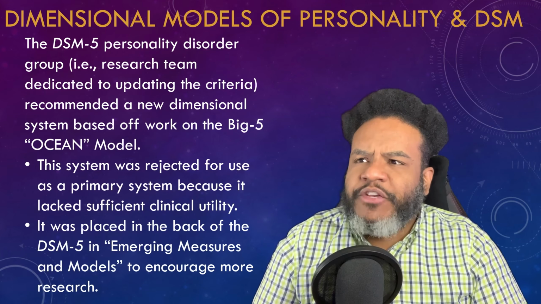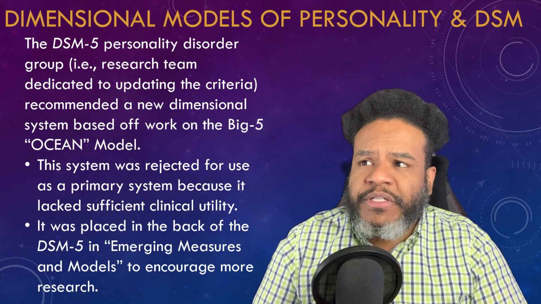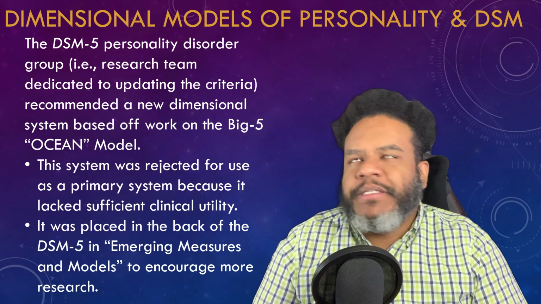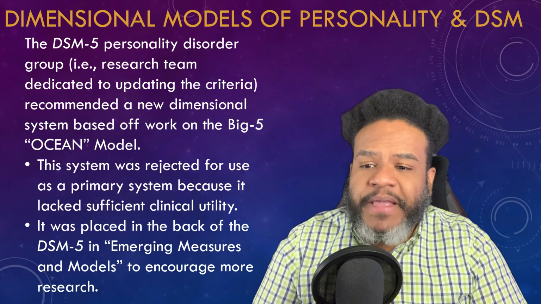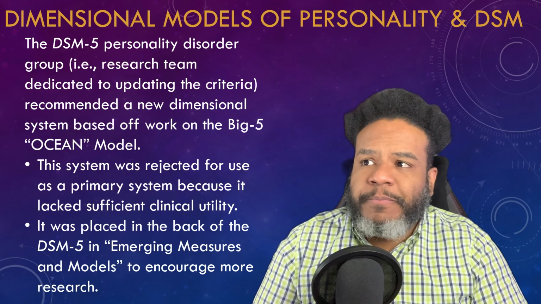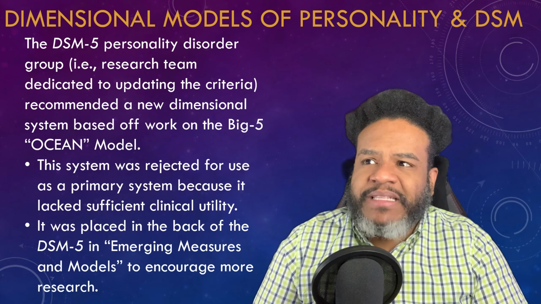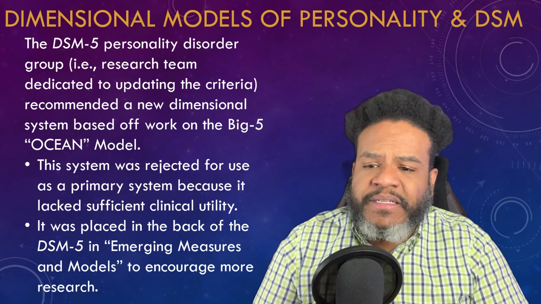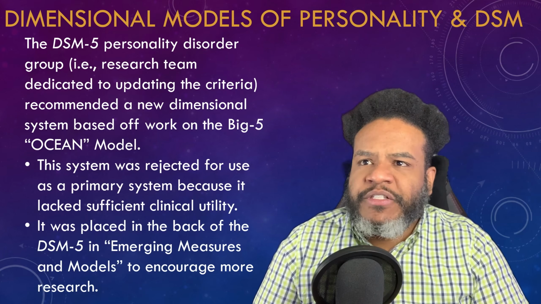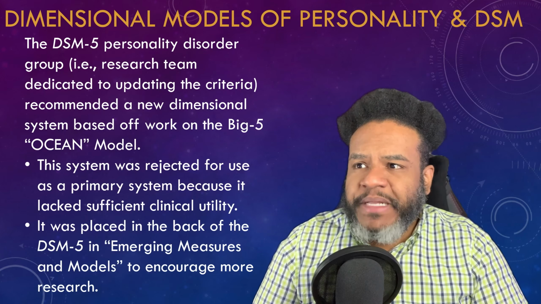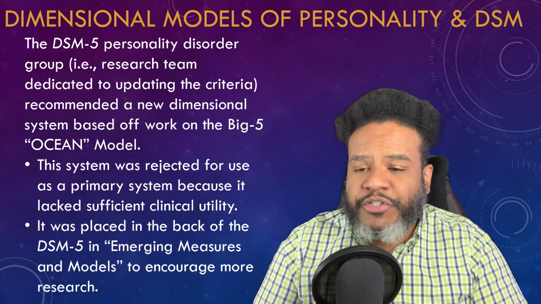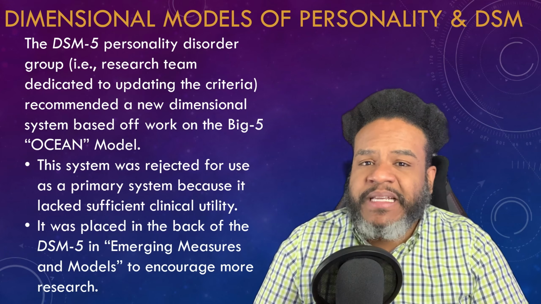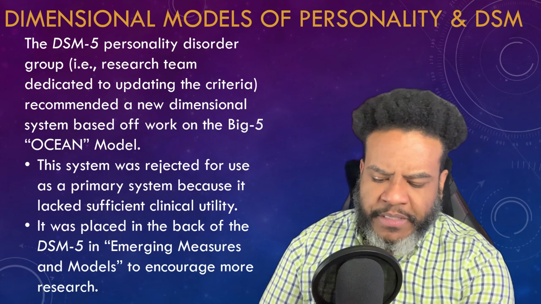Now there is continued research on personality disorders, and within the DSM-5, a new group was created. This is the personality disorder group. Actually, this existed before, but they wanted to come up with some new guidelines to look at the Big 5 as a dimensional model. Now, this actually was rejected for use as a primary system, pretty much because it lacked sufficient clinical utility. So this was placed in the back of the DSM-5 under emerging measures and models to encourage more research to try to set up a dimensional model for personality disorder.